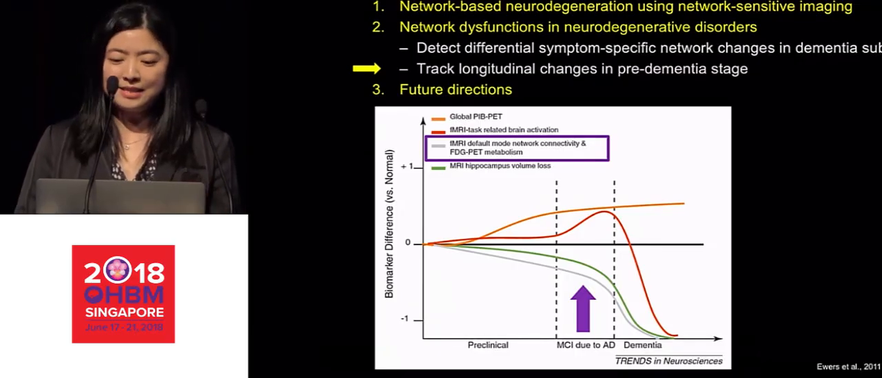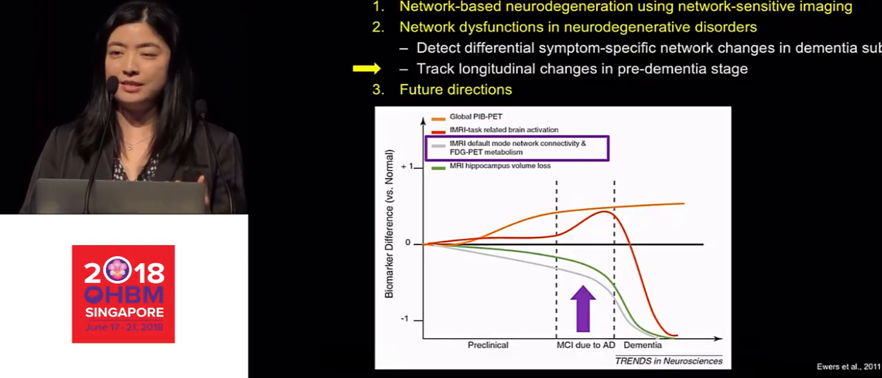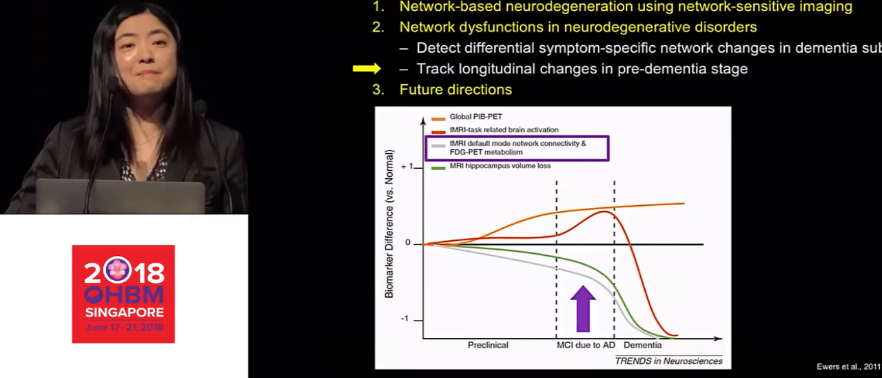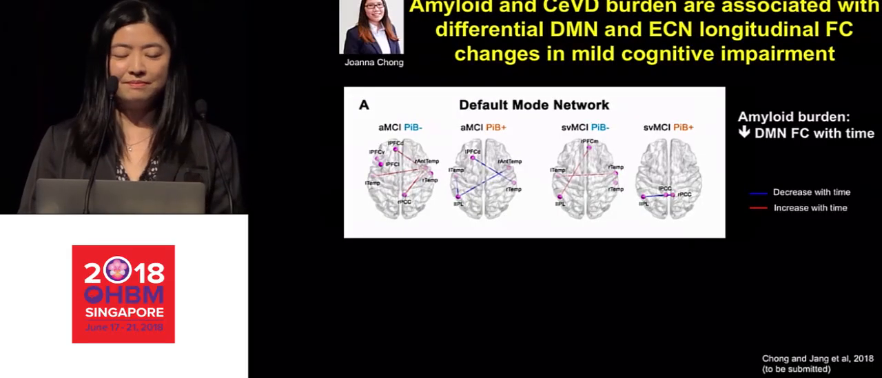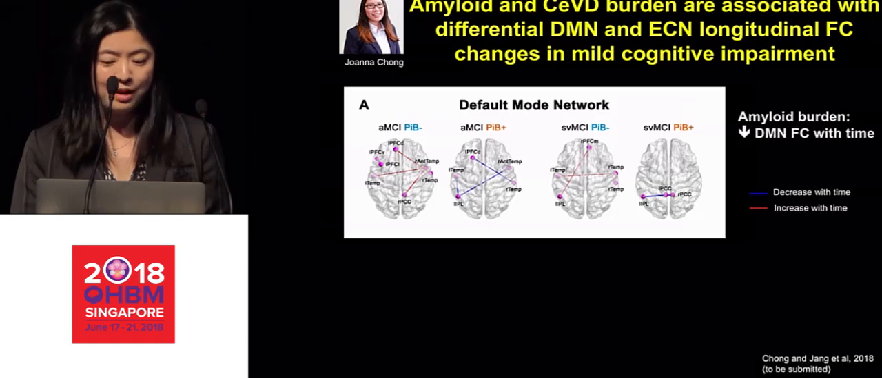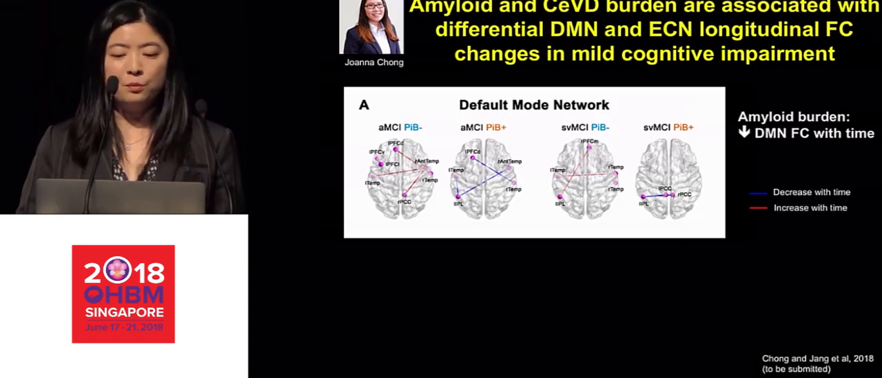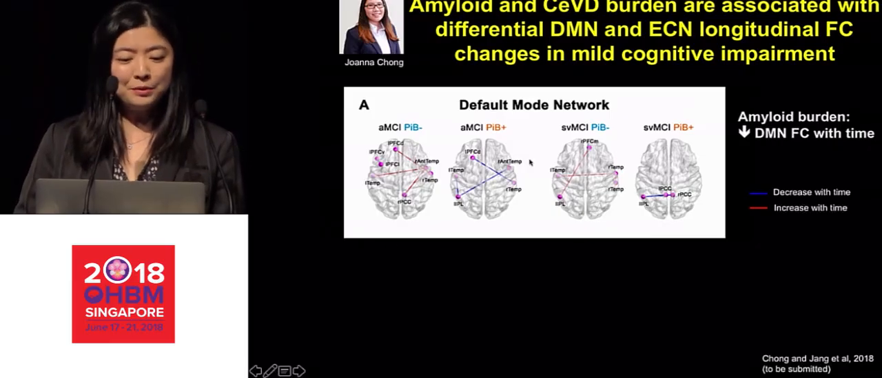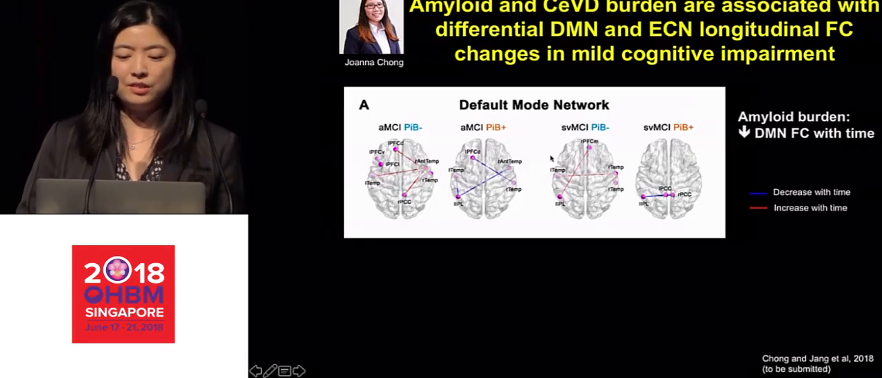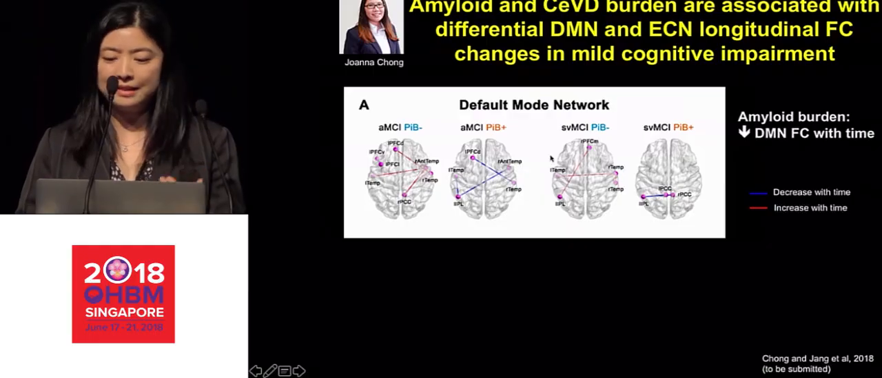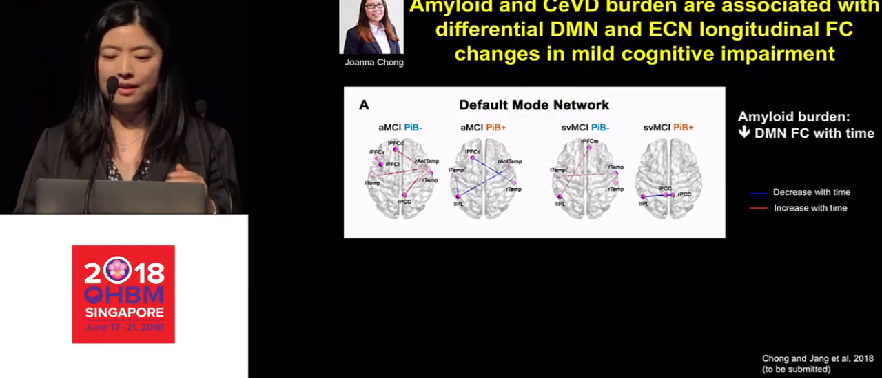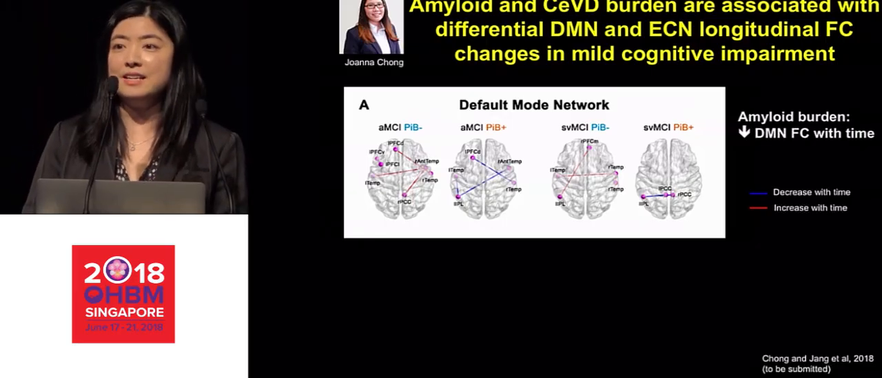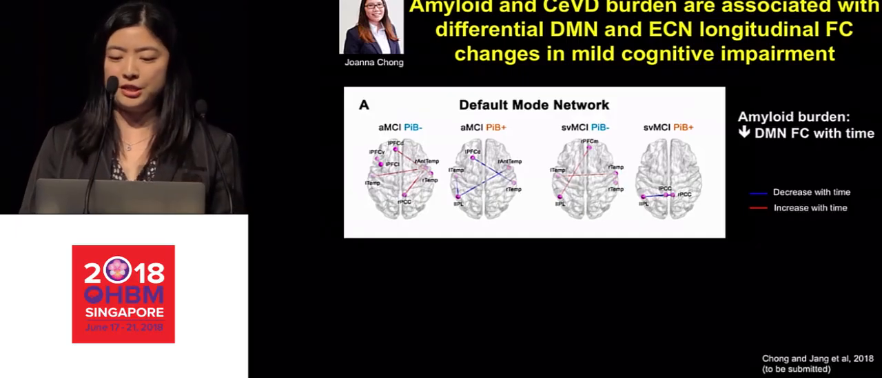So, can we detect brain functional connectivity changes and track them longitudinally in pre-dementia stage? Building upon our previous work described earlier, in collaboration with Juan Zhou from South Korea, we are interested in whether amyloid and cerebrovascular burden are associated with differential network connectivity changes over time in patients with mild cognitive impairment. So note that this is a longitudinal study, not cross-sectional.